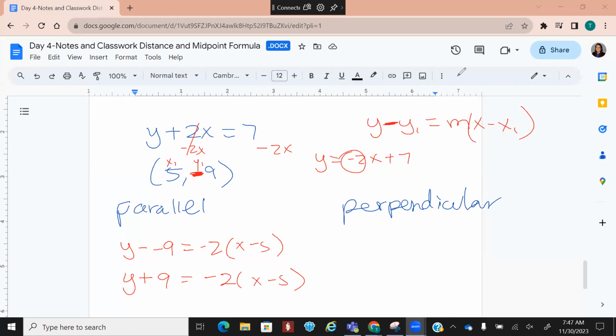Now, perpendicular. What do we change? You make the slope negative when you flip it. So, I keep everything else the same. But now I'm going to flip this guy. How do I flip 2? What is that going to be? 1/2, positive 1/2.